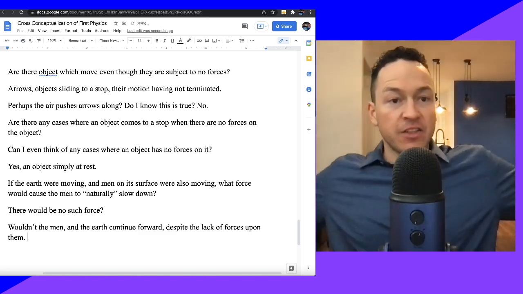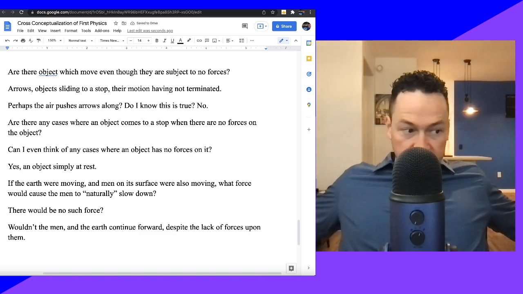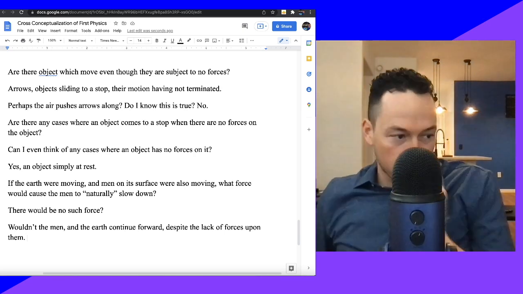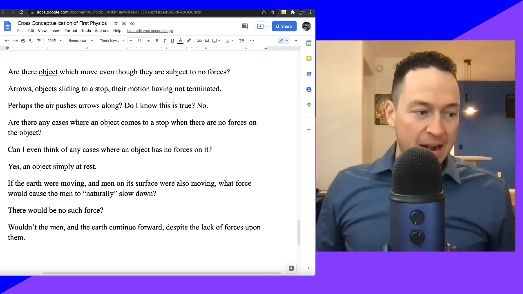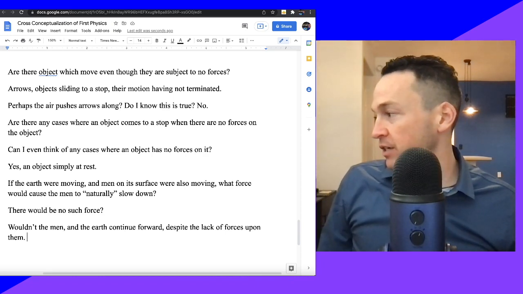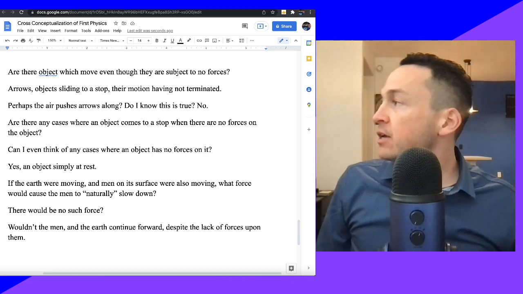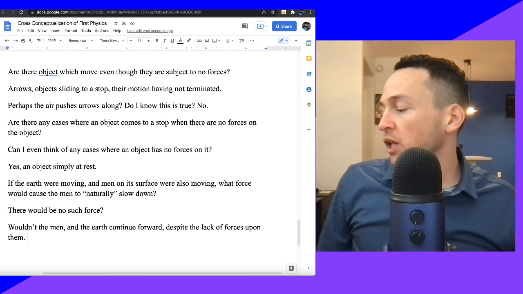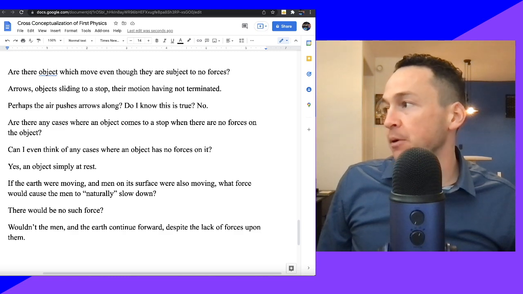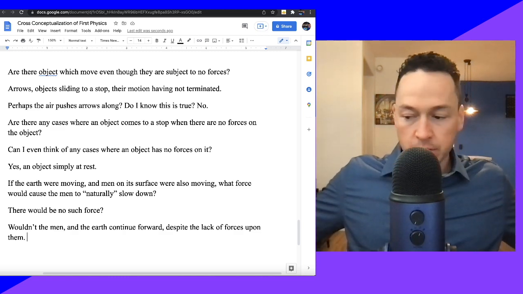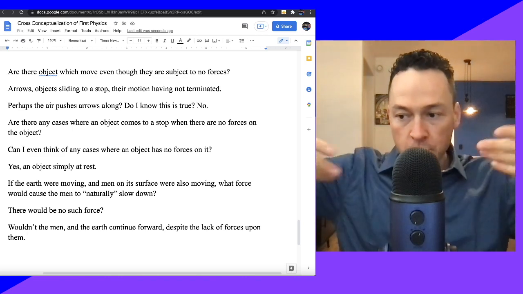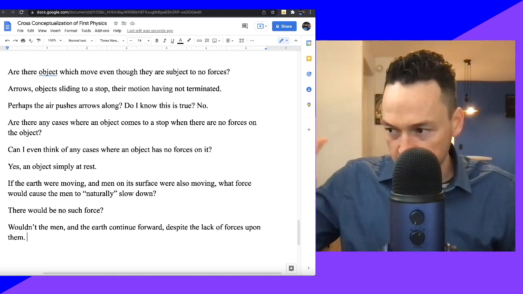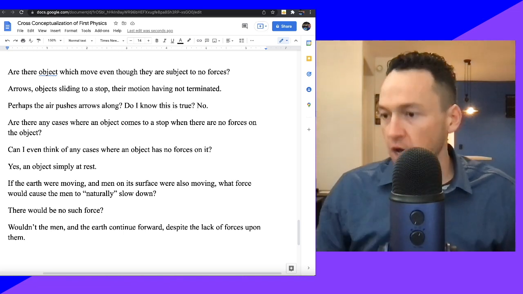So a man standing on the Earth, we know one thing for sure, he's not experiencing any forces. There's the gravity thing, but we're not going to worry about that right now. That's not the direction of the force we're worried about anyway. So he's just moving. Well, we don't know if he's moving yet, but we know he's not experiencing any forces. But if the Earth were moving along with him, would he need to be pushed along in order to move?